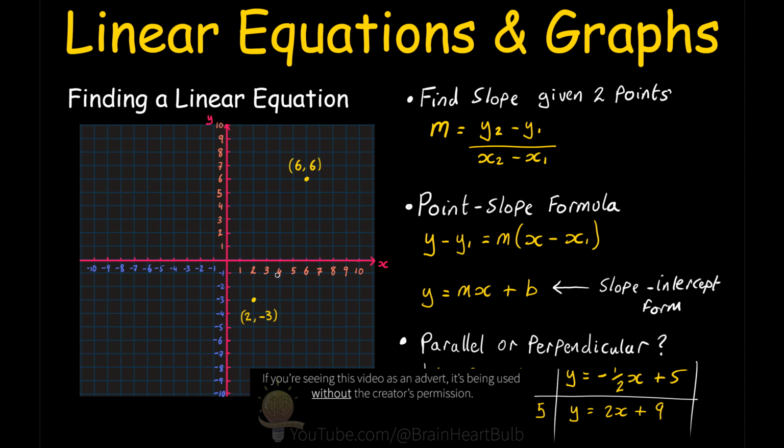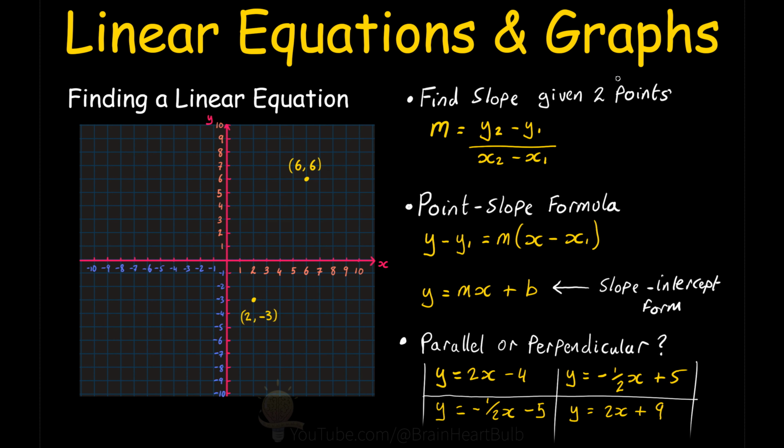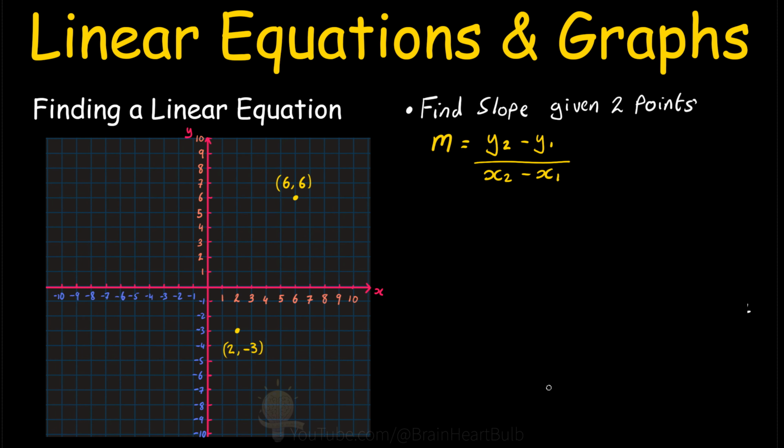So in this video, we're going to have a look at linear equations and linear equations on graphs. We're going to explore how we can find the gradient of a line equation when we have just 2 points. We're going to look at how we can use the point-slope formula to derive a linear equation in slope-intercept form with just one of these points and the gradient. And lastly, we're going to look at how we can compare multiple linear equations to see if they're parallel or perpendicular to one another.